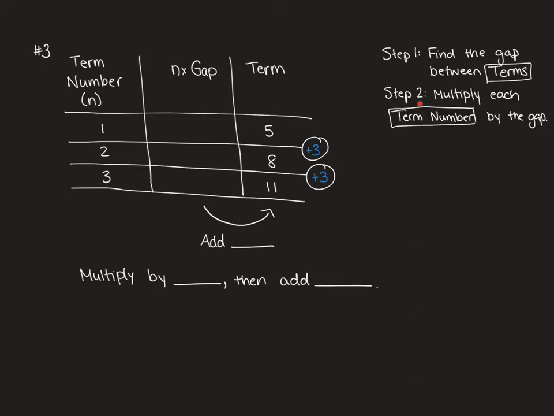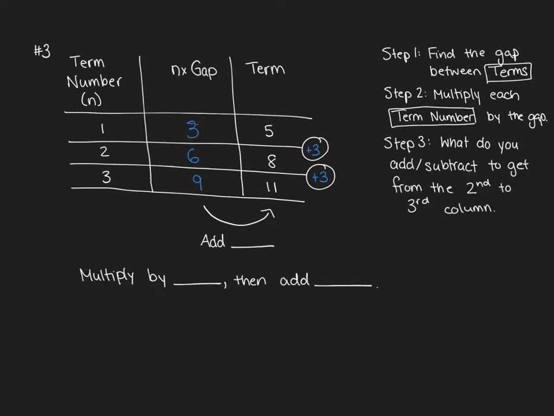Step 2 is to multiply the term number, so that's this column here, and we can replace our term number with n, that's a variable that we'll use, by the gap. So our gap is 3. So we would go 1 times 3 is 3. 2 times our gap is 2 times 3 is 6. And our third term, 3 times our gap, 3 is 9. So that's how you would fill in the next part of the chart.